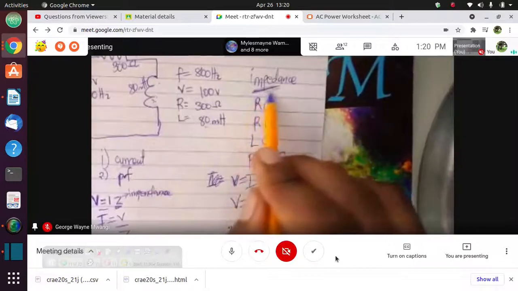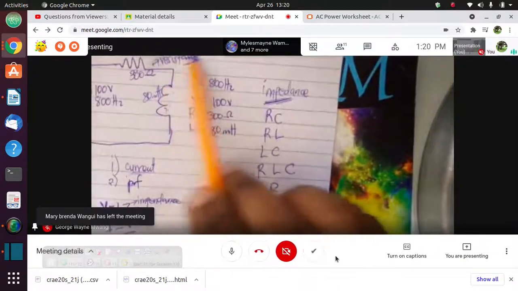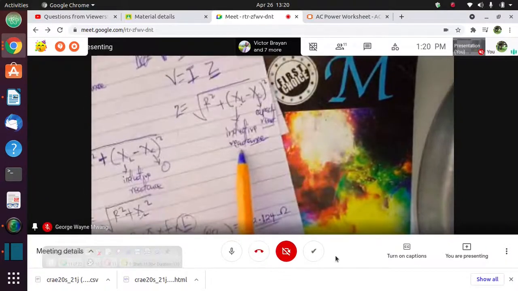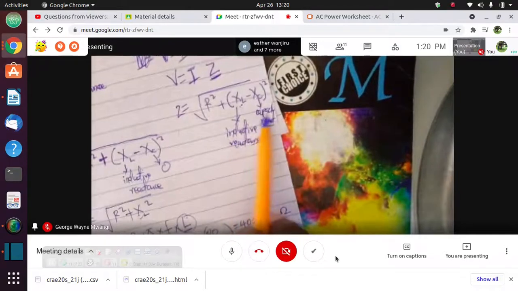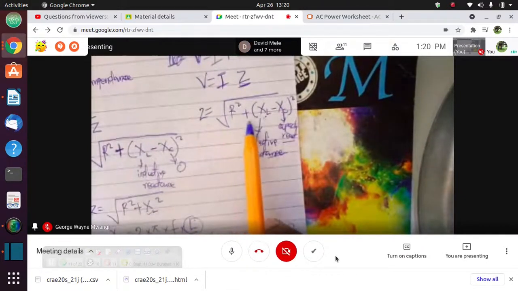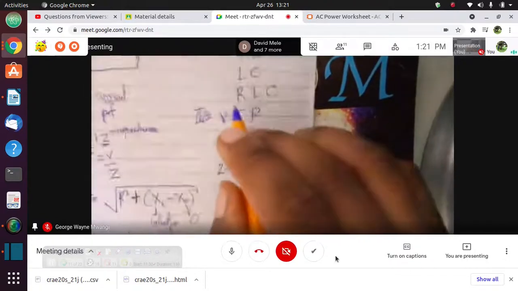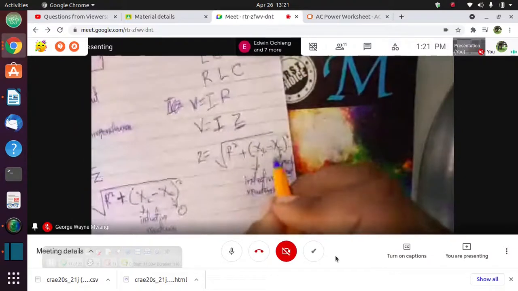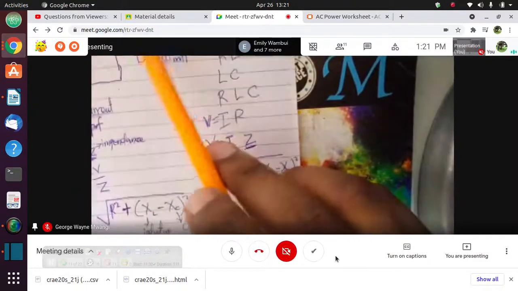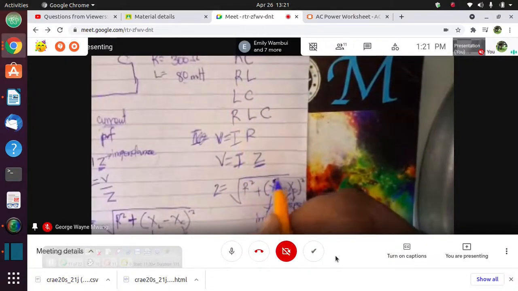We say that impedance is the total resistance of a circuit due to the ohmic resistance, the resistance value, and the reactance, whether it is inductive or capacitive. So the impedance is given by the resistance plus the reactance. Now, if it is an inductive circuit, which is only connected to an inductor, then the value of the capacitive reactance is 0. If it is a capacitive circuit, then the value of the inductive reactance is 0.